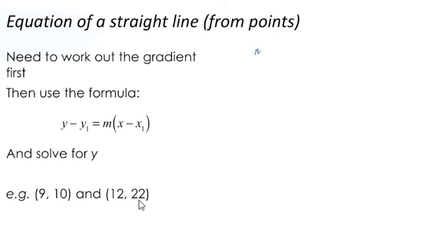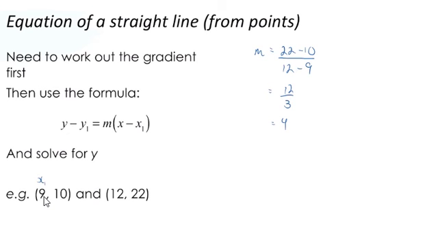So I've got m equals the difference in the y values, so 22 minus 10, all over the difference in the x values, so 12 minus 9. So that gives us 12 on 3, which is 4. So gradient of 4.